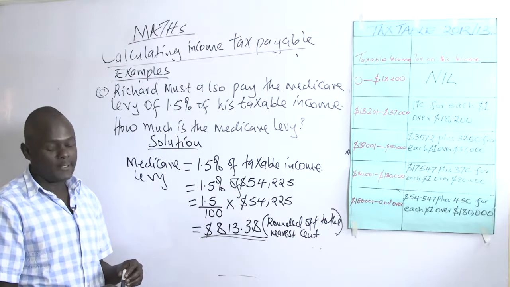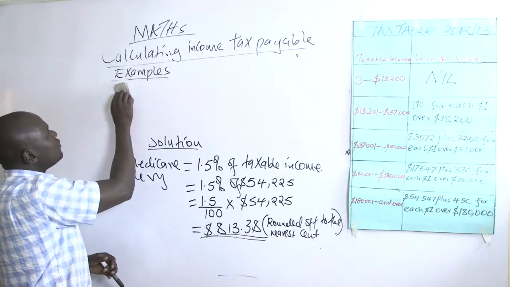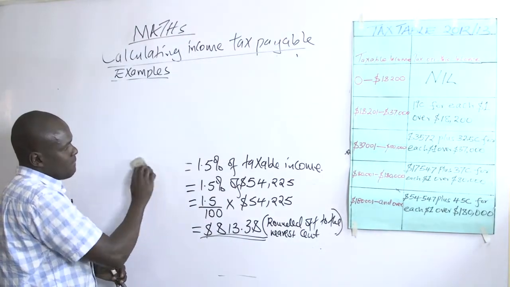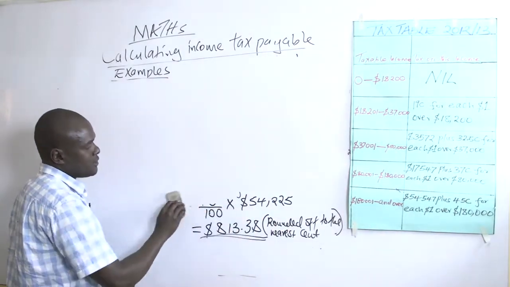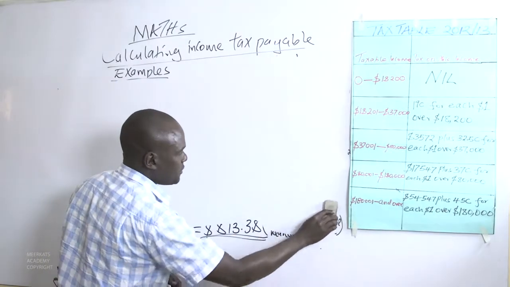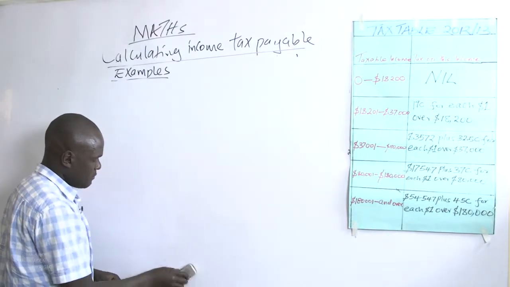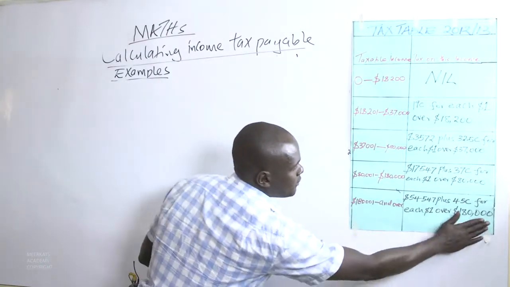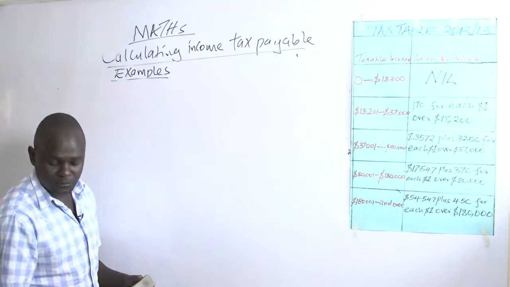So this is the amount that Richard will contribute towards the medical levy. So for those who don't work or who don't have any income, the moment they fall sick, they just walk into a hospital and receive treatment that is catered for by the medical levy. Let us move on to our next question.